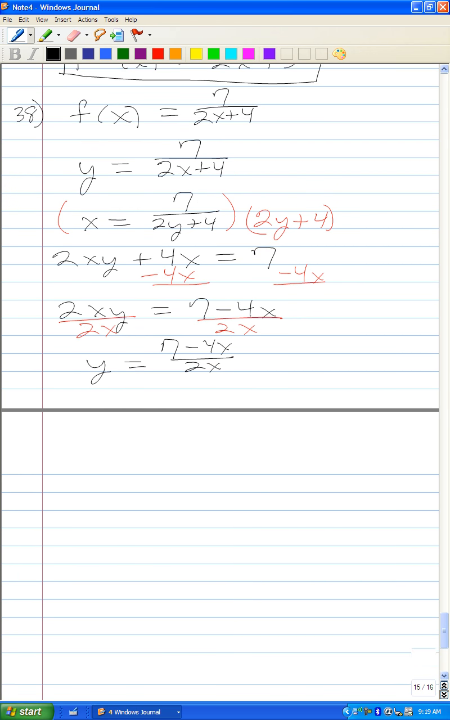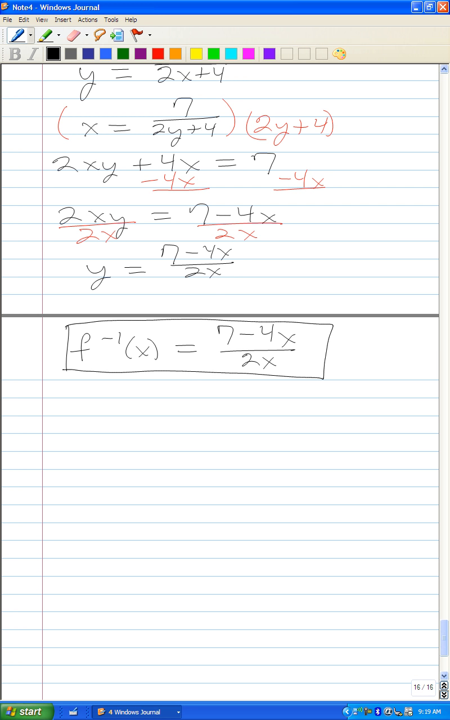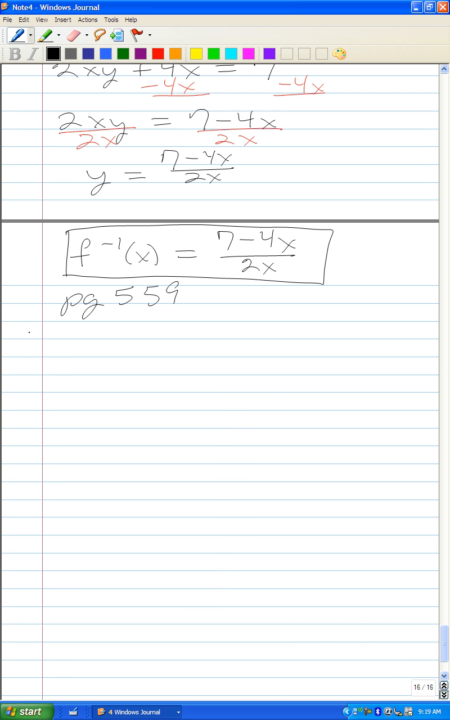And lastly, let me write this as an inverse. And so f inverse of x is equal to (7 minus 4x) over 2x. And that is your answer. Okay, so that finishes off section 9.2. Let's go on to section 9.3, page 559. Problem number 28.